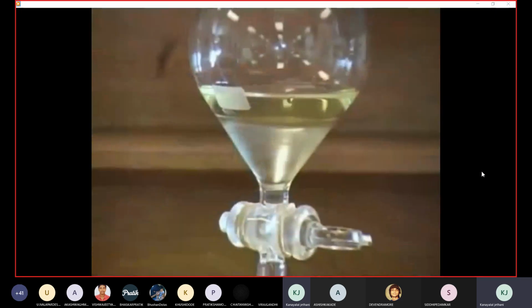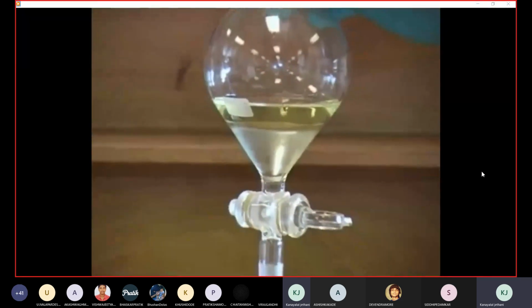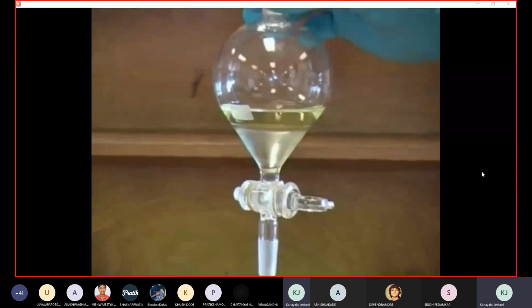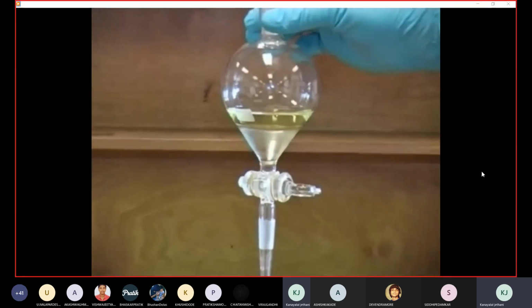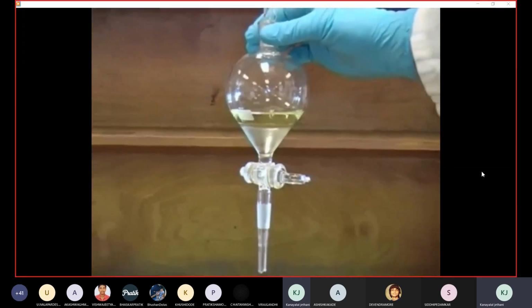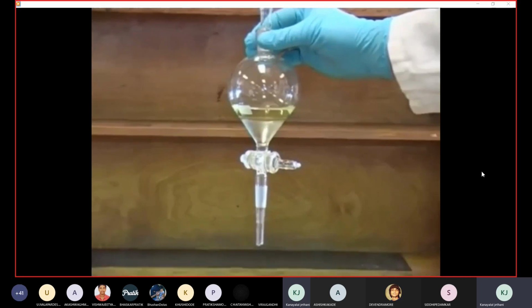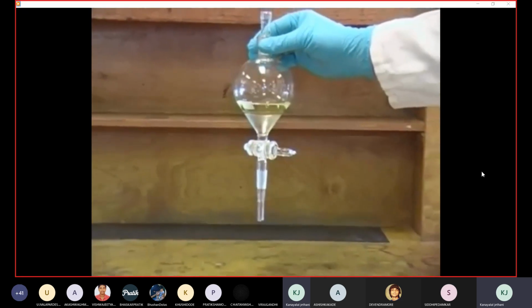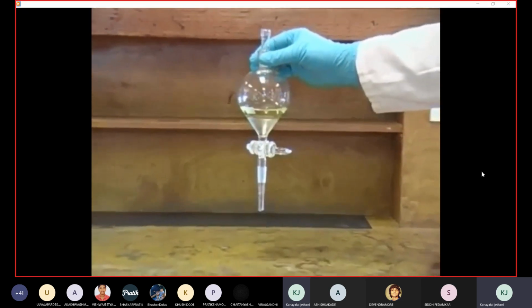Here you can clearly see the two separate layers in the funnel. In this case, the denser aqueous layer is at the bottom and the ether layer is on top. However, you should never make assumptions about which layer is which, and you may be given instructions that tell you how to test which layer is organic and which is aqueous.